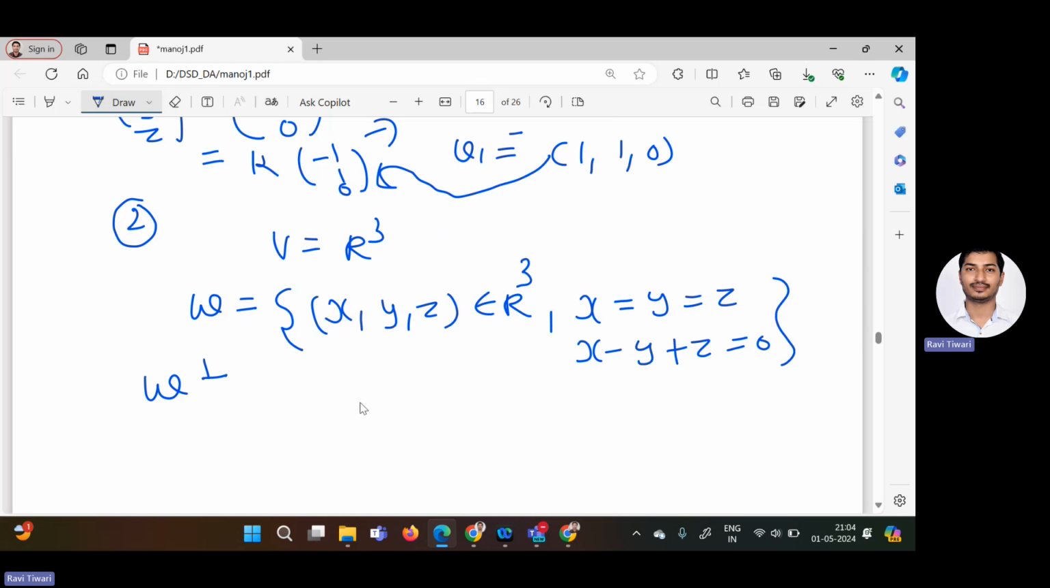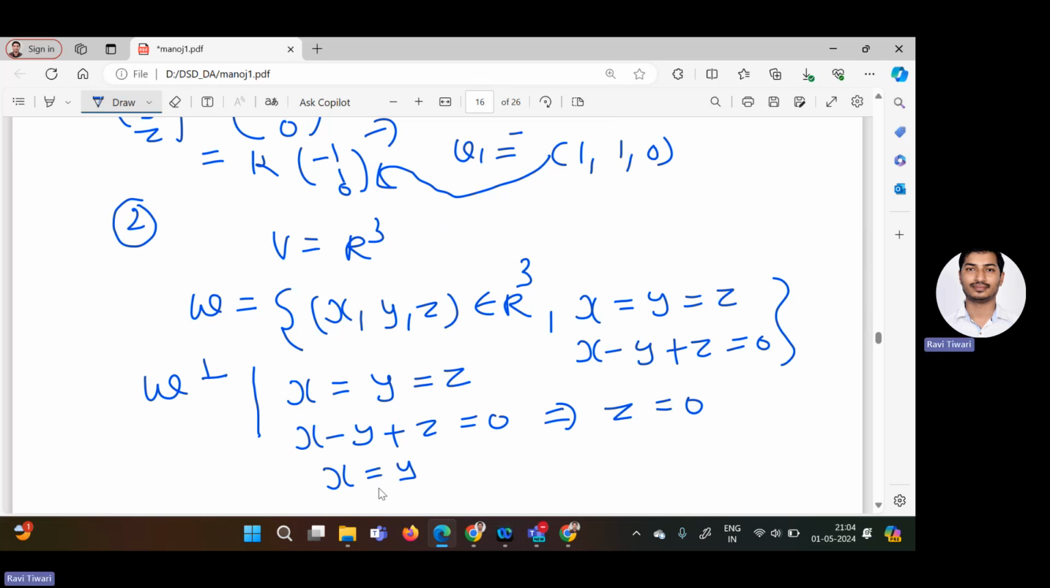First we can solve these two equations. How will you solve them? X equal to Y equal to Z, and here X minus Y plus Z equal to 0. Because X equal to Y, if I use X equal to Y here, then Z will be what? This will imply Z equal to 0. And Z equal to 0, we can use in the second equation, so we get X equal to Y. So X equal to Y and Z equal to 0, or we can use Z equal to Y, so Y cancels, X equal to 0.